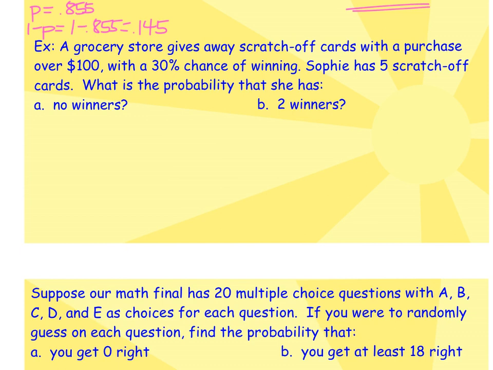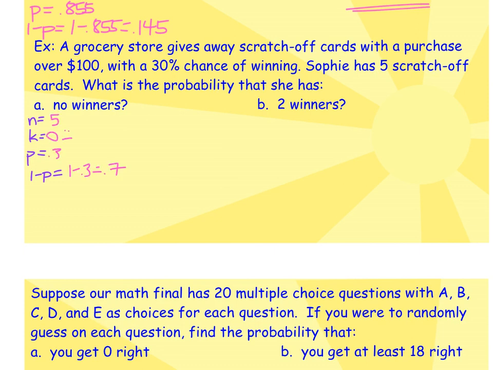The last example that we'll talk about in the video lesson. A grocery store gives away scratch-off cards with a purchase of over $100, with a 30% chance of winning. Sophie has 5 scratch-off cards. What is the probability that she has 0 winners or 2 winners? What I'd like you to do is see if you can determine what N, K, P, and 1 minus P equal. Write that out and press play, and then we'll set it up from there.